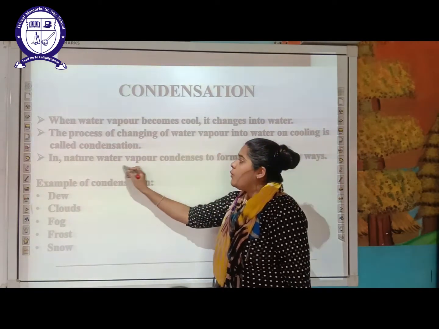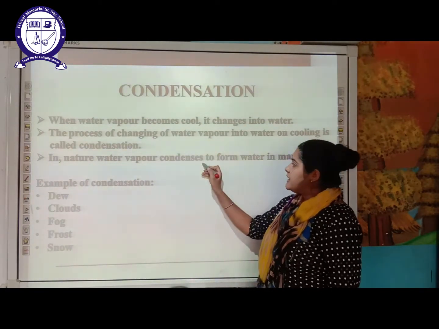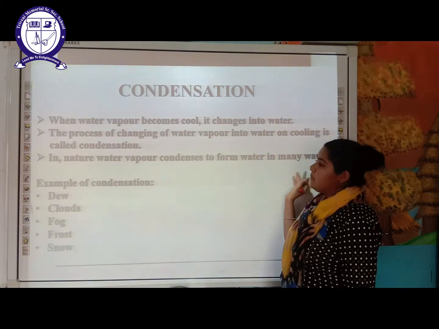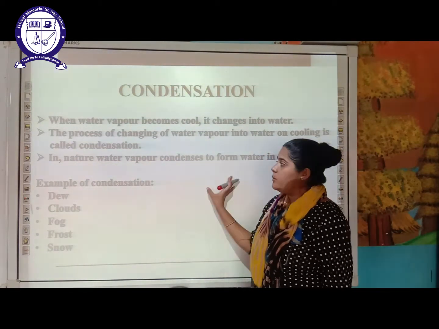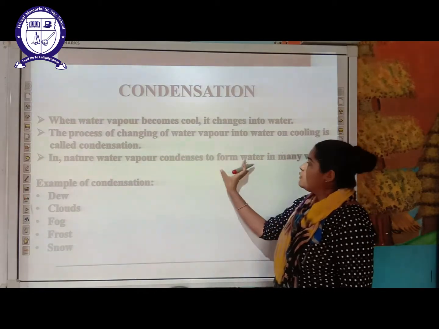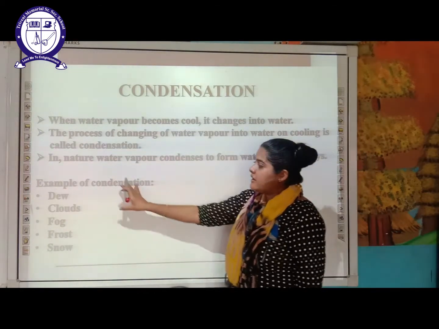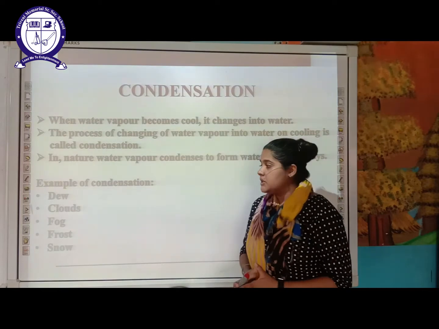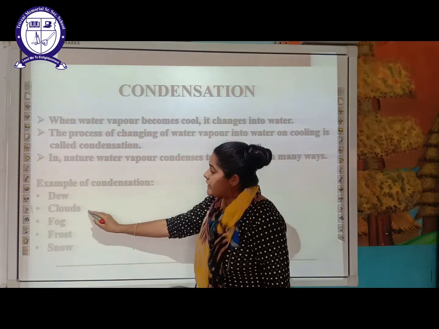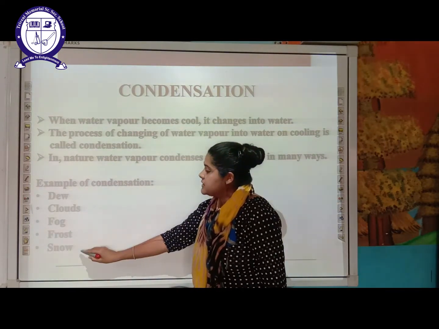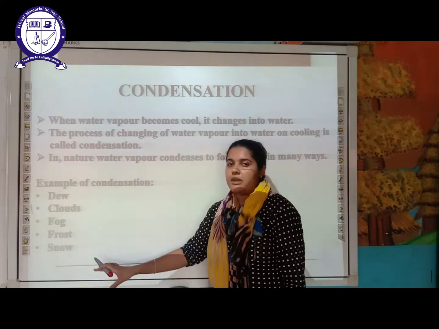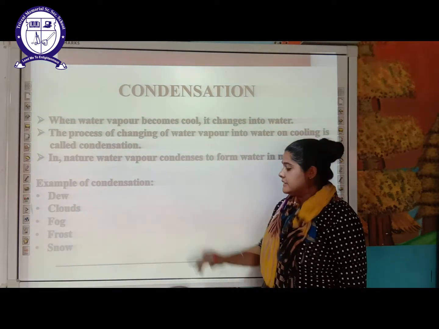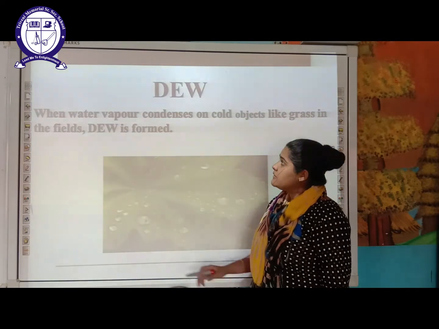So in nature, water vapor condenses to form water in many ways. There are different ways in which water vapor condenses to form water. Various examples of condensation here are dew, clouds, fog, frost and snow. These are all the phenomena which can be considered as condensation. So let's discuss one by one.